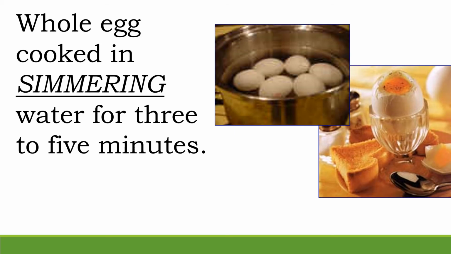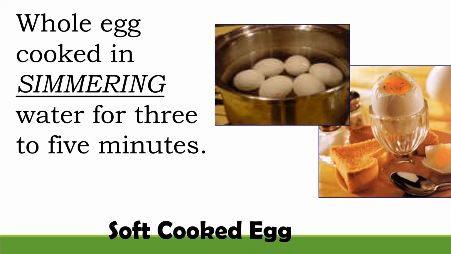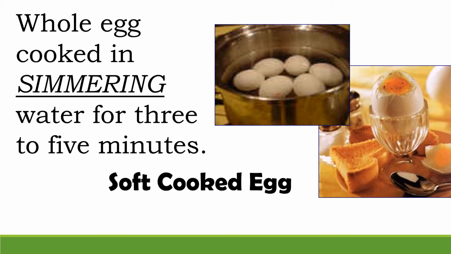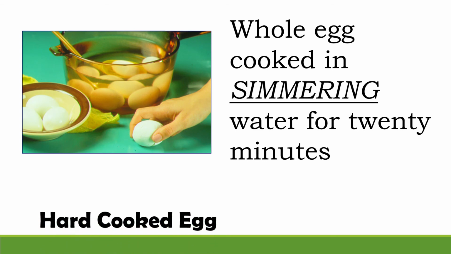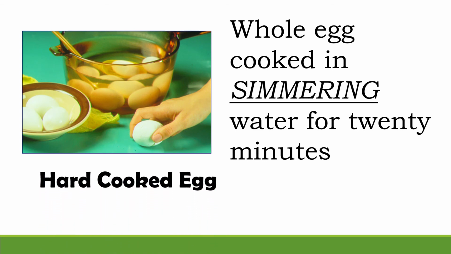Another method is whole egg cooked in simmering water for 3 to 5 minutes. These are called soft cooked egg or soft boiled egg. It may leave the yolk and sometimes the white at least partially liquid and raw. Next to soft-cooked eggs, we have whole egg cooked in simmering water for 20 minutes. And these are called hard-cooked egg or hard-boiled eggs. These are cooked so that the egg white and egg yolk both solidify.